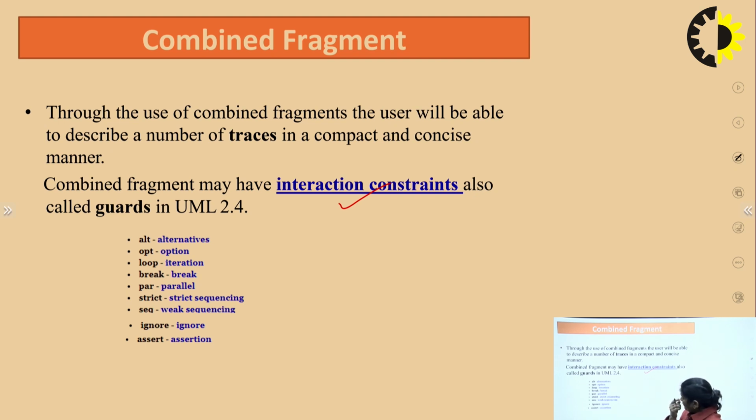These are some combined fragments which have their usage in the diagrams. First one is alternatives, for which we use alt, and for options we use opt. For loops we use iterations, break for break, and for parallel we have the short form par, and for strict sequencing we use the word strict, and for weak sequencing we use the word seq. For ignoring, the word ignore is used, and for assertion we use the word assert.